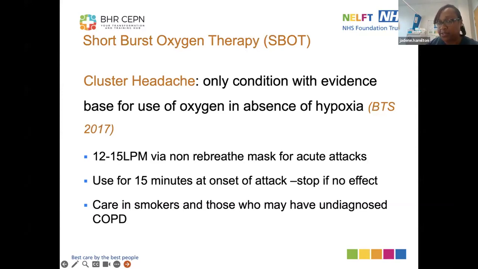So we can see these patients, but they must have the diagnosis from the neurologist saying, of course, it's cluster headache. And we have to give consideration for those people who do smoke, because of course they may have COPD. So we go through the whole thing. We do the assessment. We might do a spirometry. We do the blood gases before even starting any oxygen.